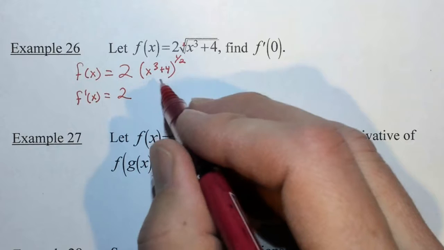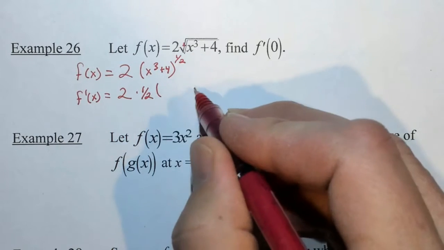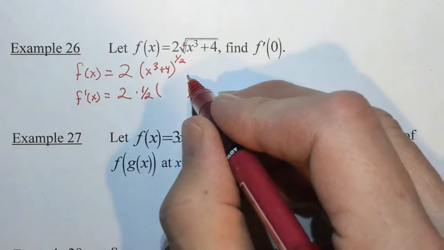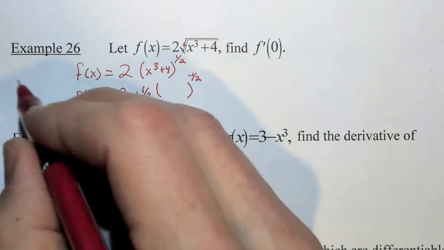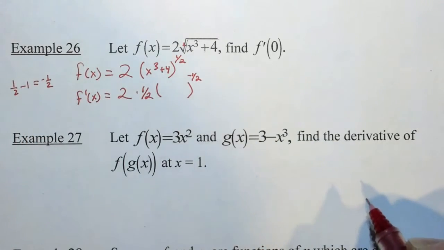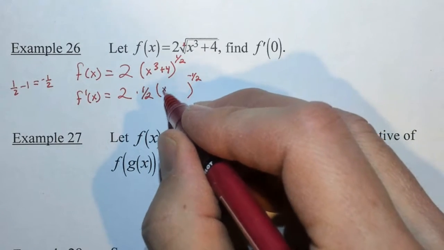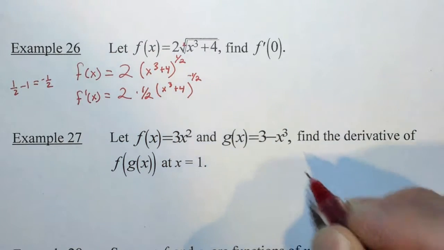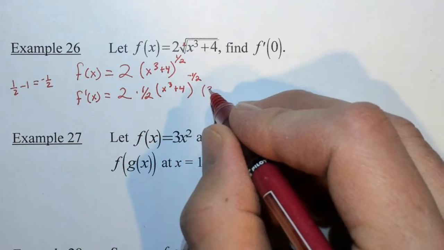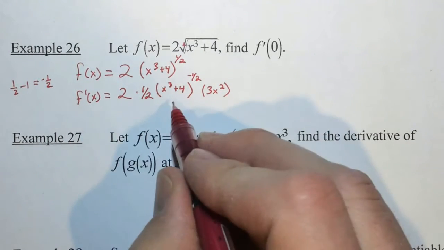So we're going to derive the outer function, which means the 1/2 is going to move out front, and our new exponent will be 1 less than that. 1 less than 1/2 is negative 1/2. In other words, 1/2 minus 1 is negative 1/2. We derive the outer function, we keep the inner function, and then we derive the inner function. And the derivative of x cubed plus 4 is 3x squared. This is f prime of x.